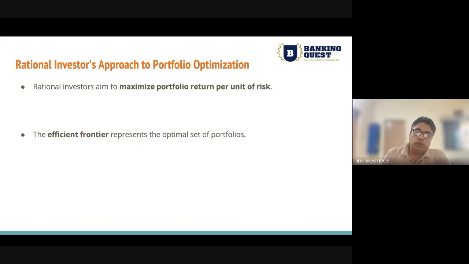I have told you about diversification. With diversification or with correlation, if there is negative correlation, our risk reduces. What about efficient frontier? Let us see what efficient frontier is.